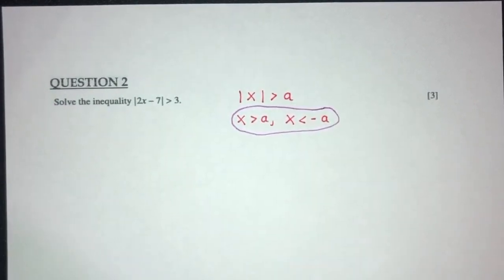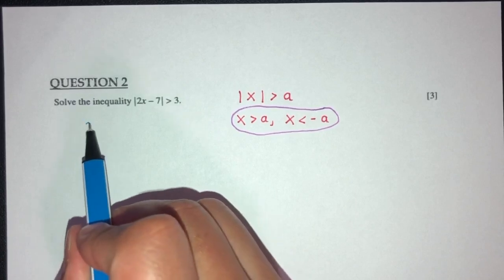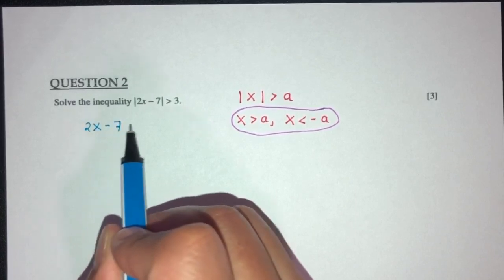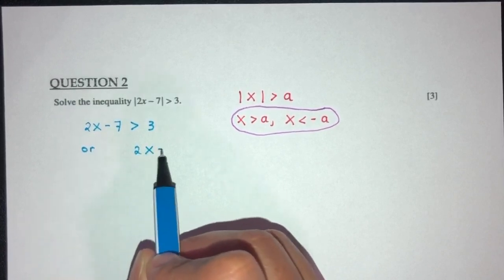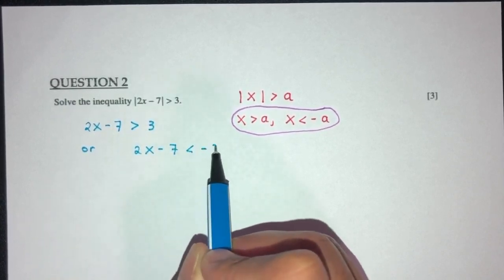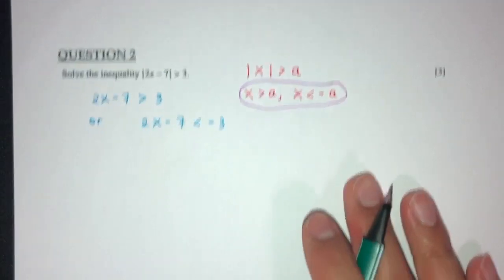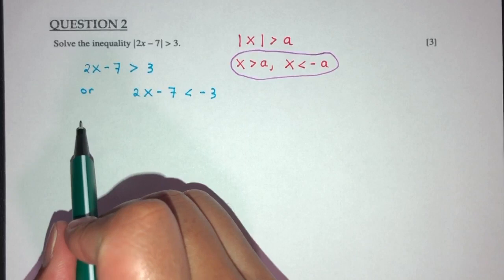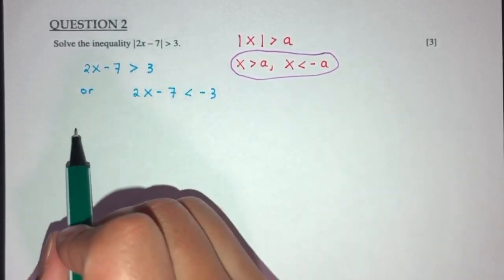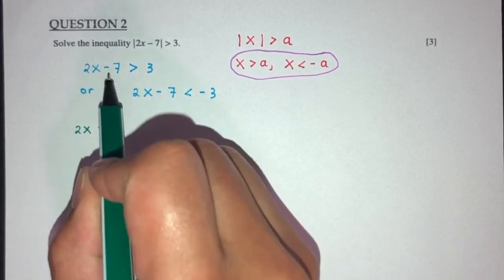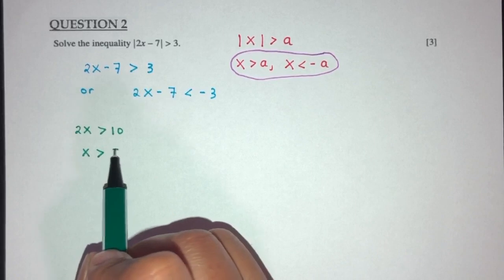So similarly, this one will be, inside here is this one, so this will be more than 3, or this will be less than minus 3. So we use our formula to break this down. Great. Now solve one by one. So make x, again, solving means making x your subject of formula. First one, we have 2x. Send this one over here. 3 plus 7 will be 10. X has to be more than 5.